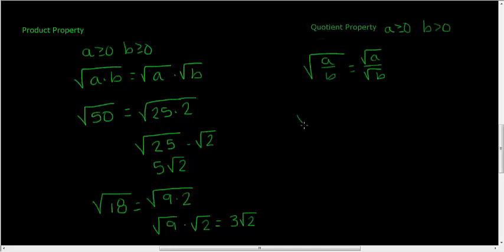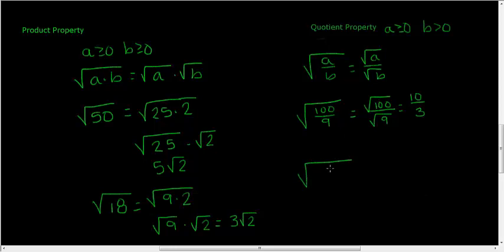Now let's go ahead and work on an example. Let's say that I have the square root of 100 over 9. If I divide 100 by 9, I will end up with decimals, and that is not going to help me simplify this. So what I can do is use the quotient property and rewrite this square root as a square root of 100 over a square root of 9. Now the square root of 100 is 10, and the square root of 9 is 3. So then that's it. That will be the simplified version. Let me show you another example.